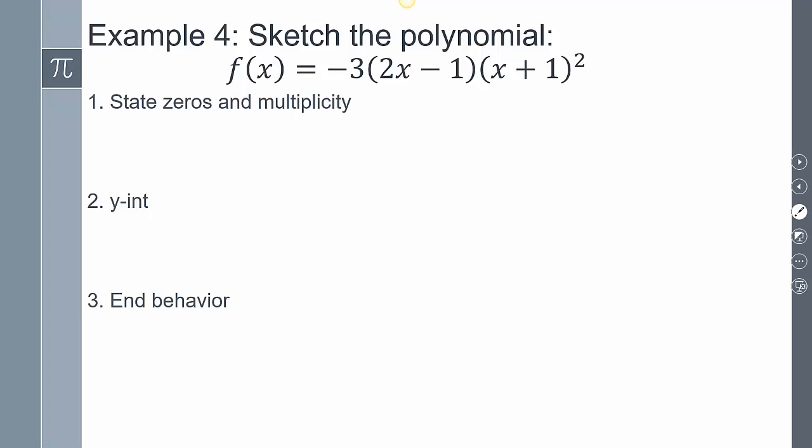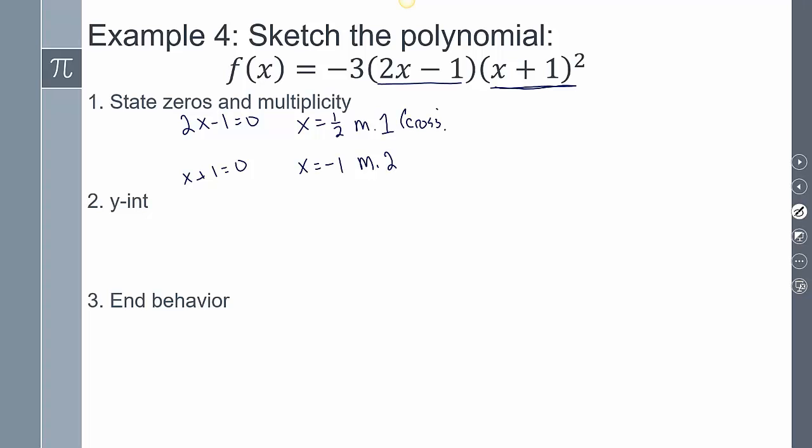So let's actually sketch a couple polynomials. Remember, I said we need to know these 3 pieces of information. The first thing it says is we need to state the zeros and the multiplicity. So that means I have to set each of these equal to 0. Now when I do that, I'm going to get x equals 1/2 and x equals -1. Now I only have 1 of these, so my multiplicity is going to be 1. I have 2 of these, so my multiplicity is going to be 2. Now remember, when my multiplicity is odd, it's going to cross. When my multiplicity is even, it's going to bounce.